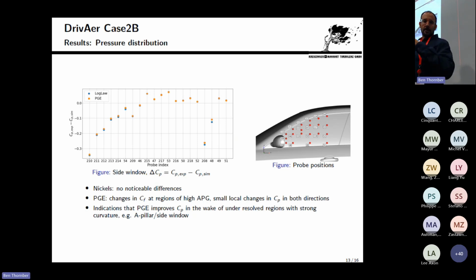Our main job, what we do, is aeroacoustics. Aeroacoustics mainly depends on turbulent or pressure fluctuations, and there we have indications that the PGE improves the results, especially when you are coarsely resolved. One example is the A-pillar. We have the A-pillar vortex. Around the A-pillar, the resolution requirement is always tough, so we are always under-resolved. PGE increases the wall shear stress here, and this helps us to improve the results a little bit. And we have indications that pressure spectra also get closer to the experiment when we use the PGE.